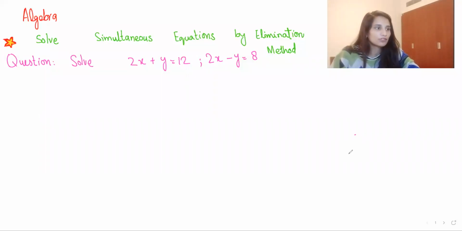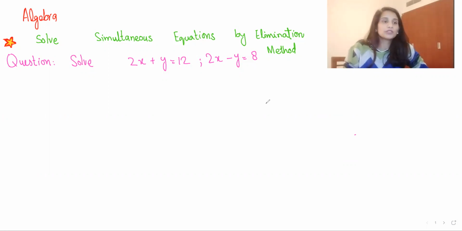Hello, in this lesson, we are going to solve simultaneous equations by the elimination method. Simultaneous equations are equations that involve two unknowns, and they are solved together to find the solution for the unknowns x and y. I'm going to use the elimination method here. However, we can also use the substitution method to solve these simultaneous equations algebraically.